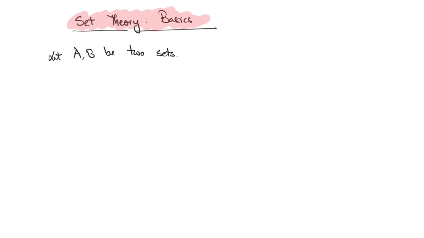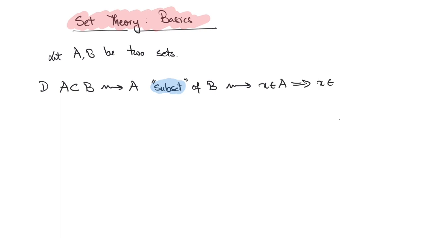To make precise statements, we would need some understanding of basic set theory. So let A and B be two sets. We will say that a set A is a subset of B if an element X belonging to A implies that X belongs to B. There is a typo in the video. It should have been X belonging to B.